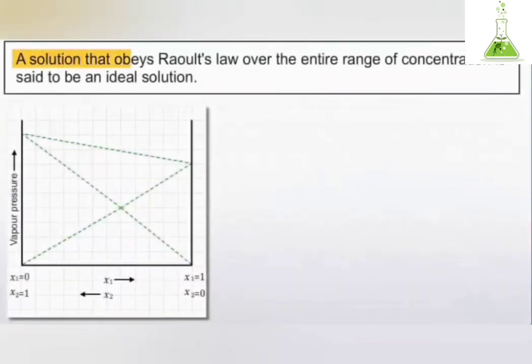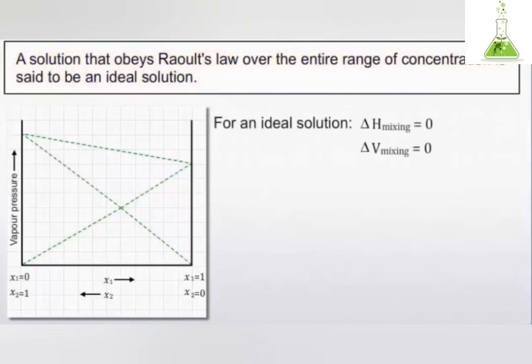A solution that obeys Raoult's law over the entire range of concentration is said to be an ideal solution. For an ideal solution, the enthalpy of mixing as well as the volume of mixing of the pure components is zero. This means that no heat is absorbed or evolved, and also there is no change in volume on mixing the two components.